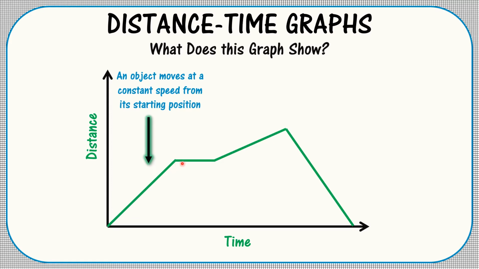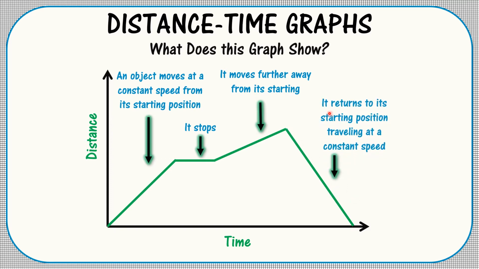The next line that we have is this horizontal line, and this means that this object is stationary, i.e. it stopped, so it is not moving. Next we have another incline, which means that it moves further away from its starting position. And then finally we have this decline line, which indicates it returns to its starting position traveling at a constant speed.